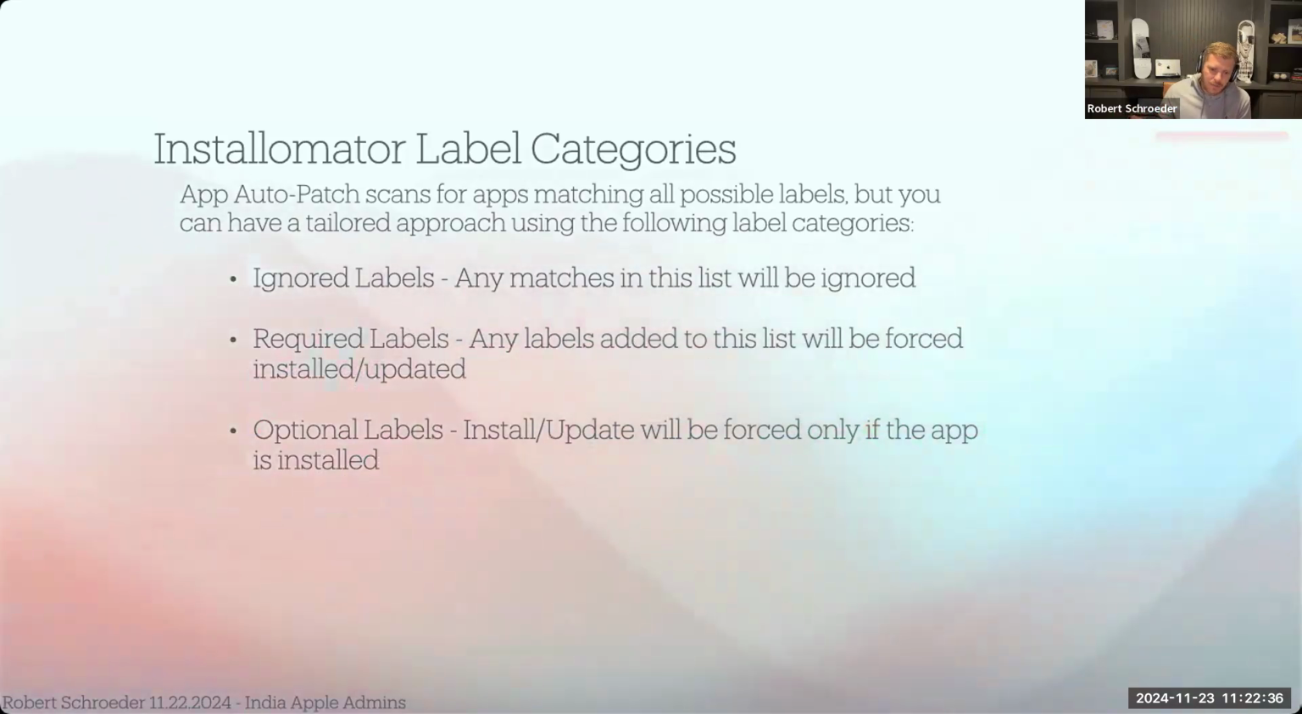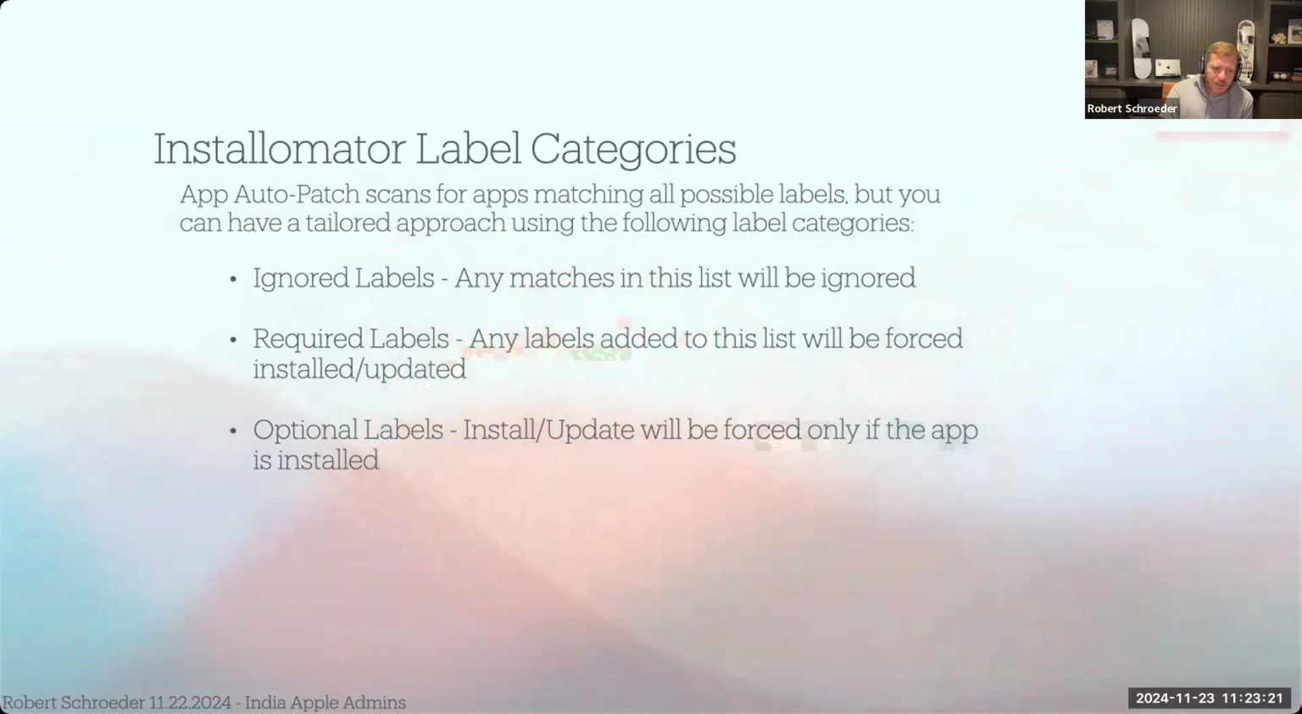Required apps, any labels that are added to this list will force install or update, regardless if the app is installed or not. This is useful, for example, if you require all of your computers to have the Microsoft Company Portal on there, you can put the app label for that app in your required labels. If the computer has the app, it will get updated. If the computer doesn't have the app, it'll get installed. And if a user removes the app from their computer, when App Autopatch runs again, it'll make sure that it gets reinstalled. So required is just if you always want to make sure that that app is on there.